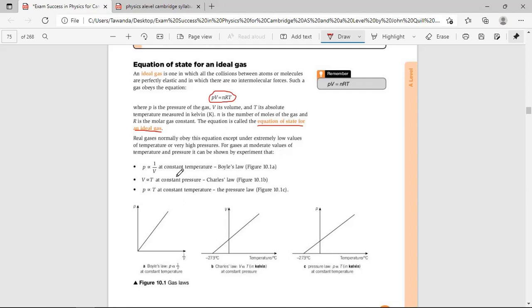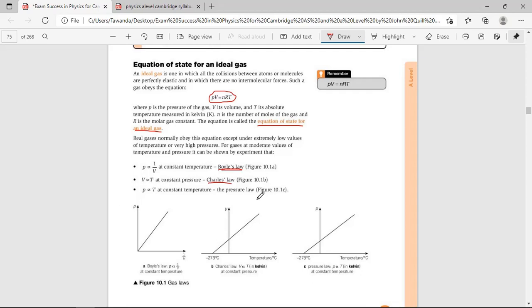So for gases at moderate values of temperature and pressure, it can be shown experimentally with what we call Boyle's law. Boyle's law states that pressure is inversely proportional to volume, meaning if your volume is increasing, your pressure will decrease. Then we also have Charles' law. Charles' law states that volume is directly proportional to temperature. When temperature increases, the volume will also increase.